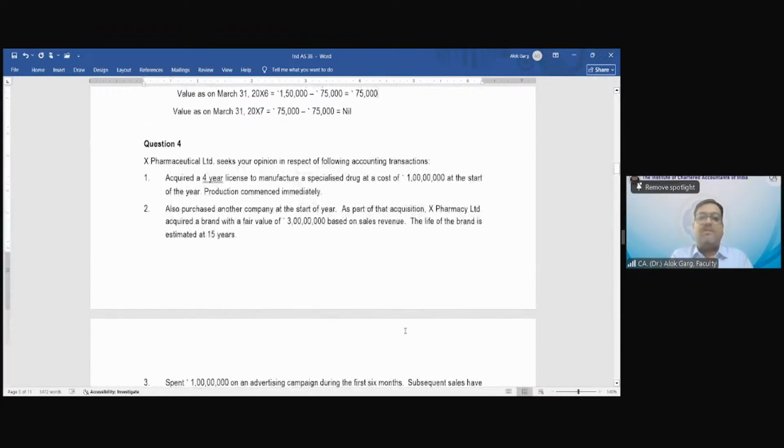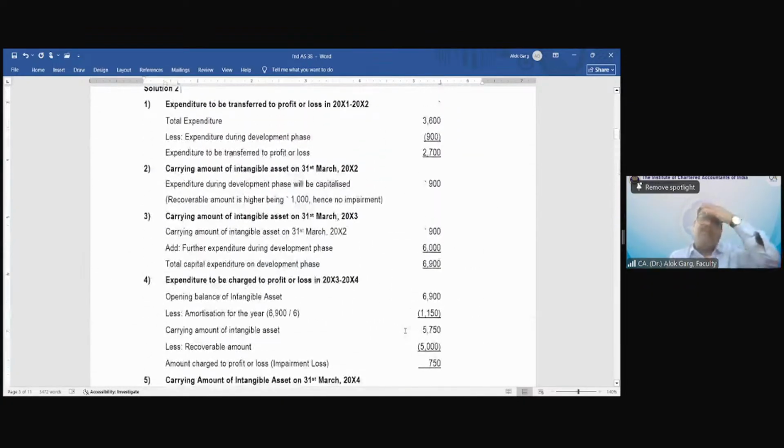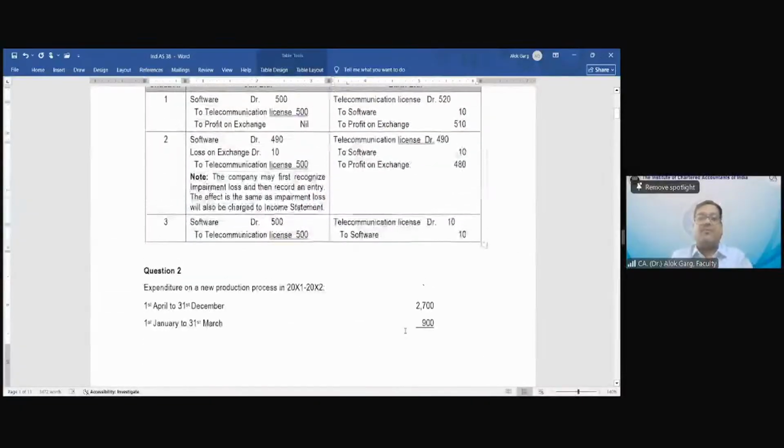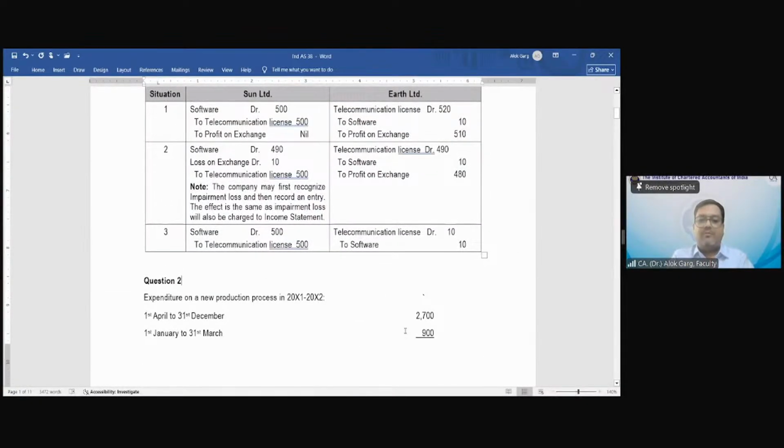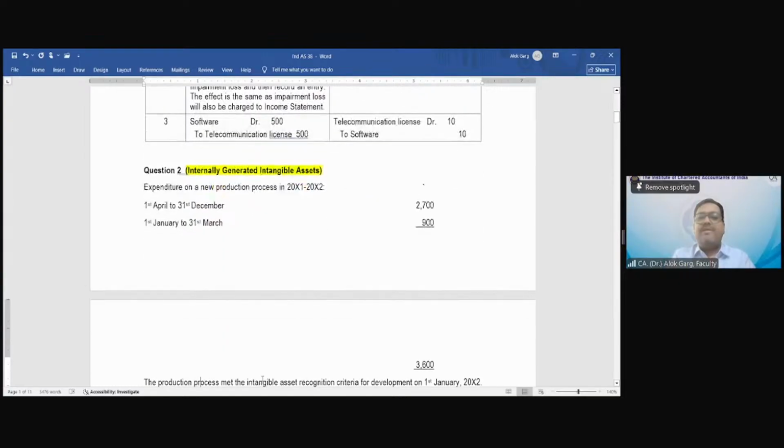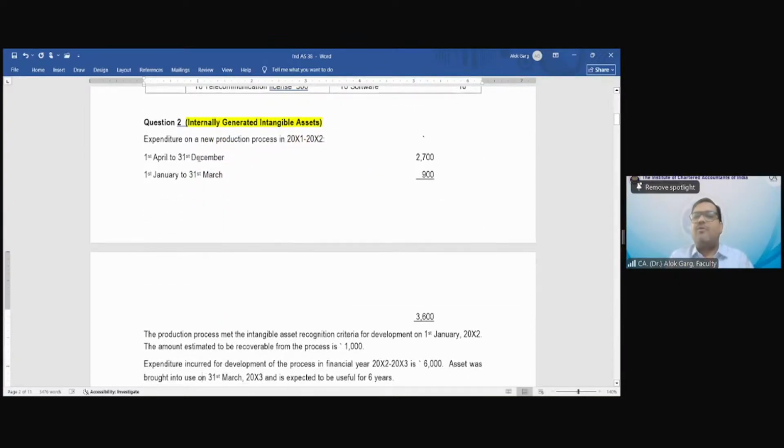Now let's go to question number 2, and we'll discuss an important question through it. Question number 2 is on internally generated intangible assets. So friends, let's discuss the concept of internally generated intangible asset. Then we'll come to this question.